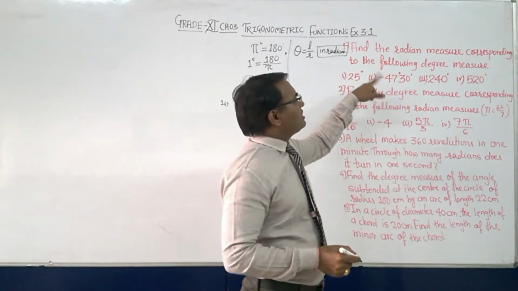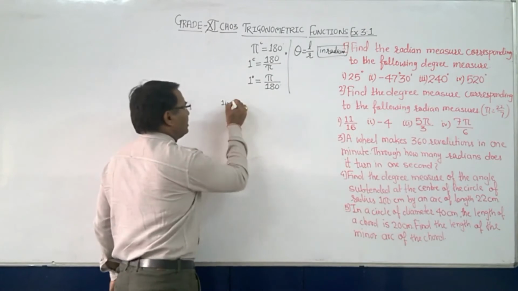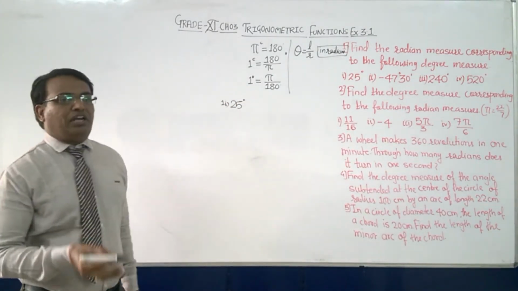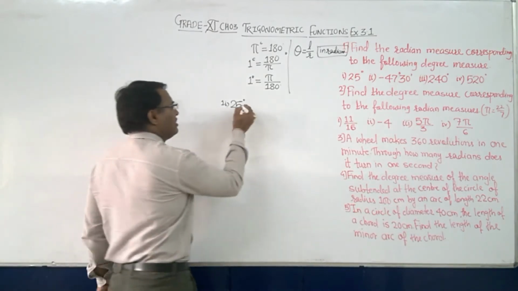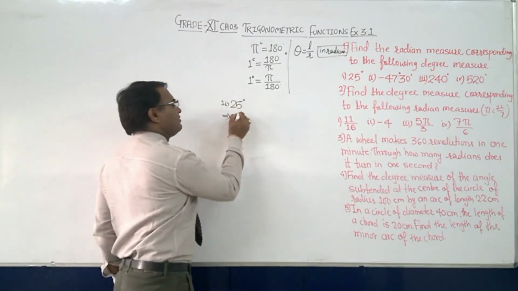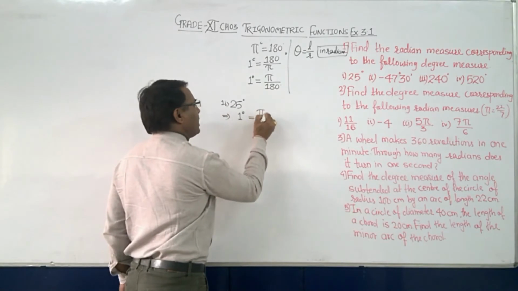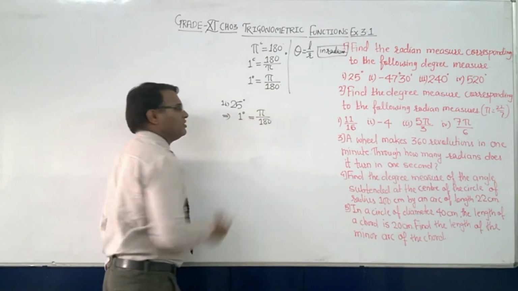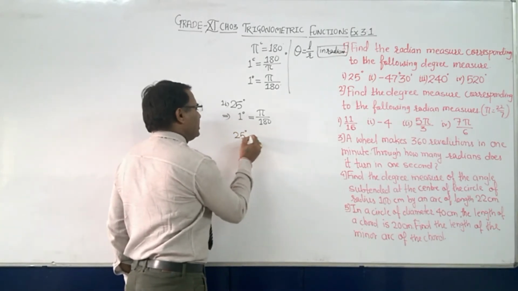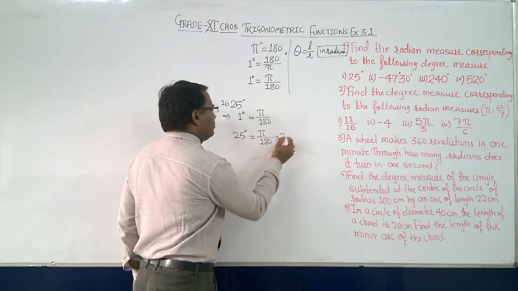Find the radian measure corresponding to the following degree measures. First one is what? 25 degree. We have to convert this 25 degree into radian. How will we convert it? 1 degree is equal to how much? That we have to find out. That is, 1 degree is equal to pi upon 180. Now, if 1 degree is this much, it means 25 degree will be pi upon 180 into 25.